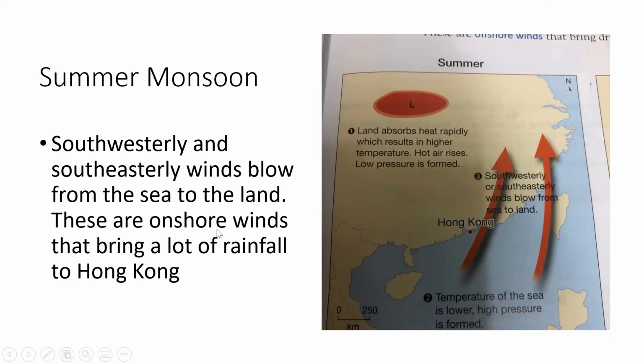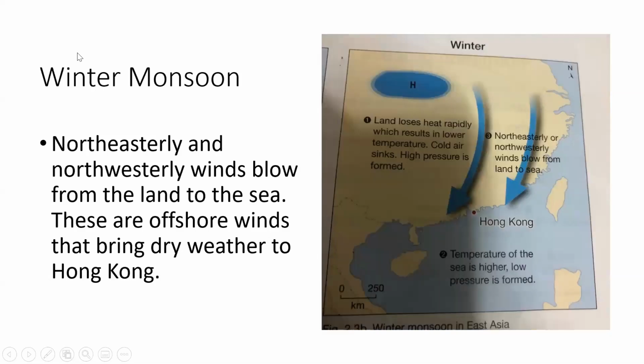And this is onshore winds. 向岸嘅風啦。So this brings a lot of rainfall. Why? Because the sea has a lot of water vapor, so it brings a lot of rainfall to Hong Kong. So this is summer monsoon. Next, winter monsoon.